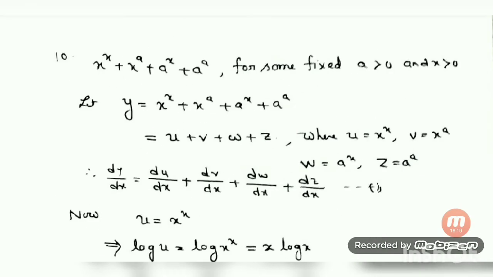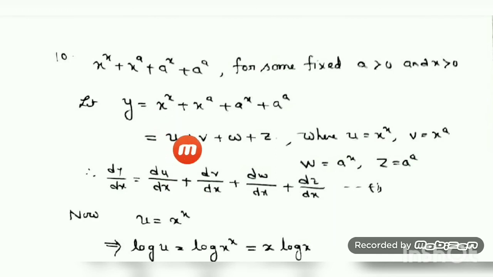Let us go to question number 10 now. Your question number 10 is x to the power x plus x to the power a to the power x and a to the power a, for some a greater than 0 and x greater than 0. As here we see there are different types of functions present. Some of them have the power as a variable, somewhere the power is not a variable. That's why I just name it as y so that I can apply logarithmic differentiation here.